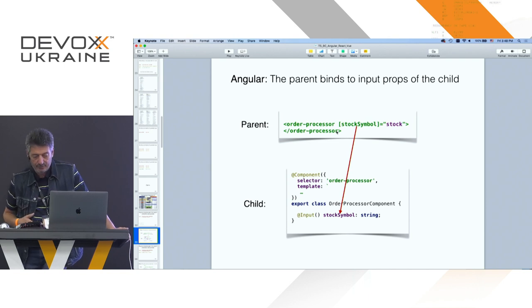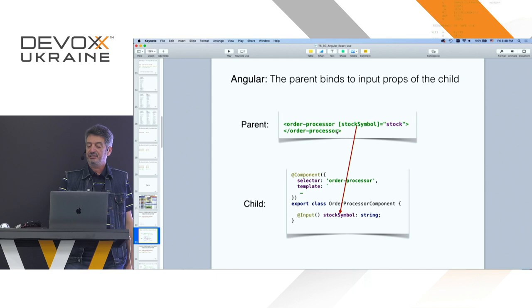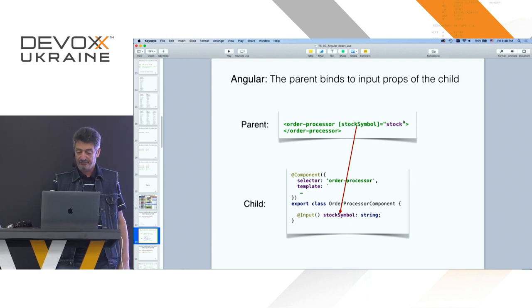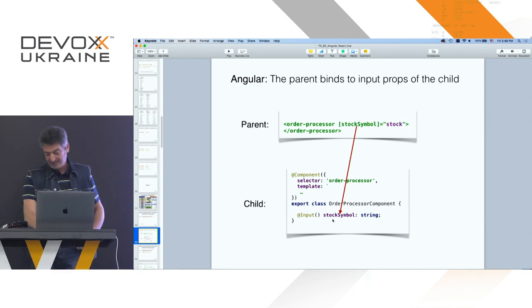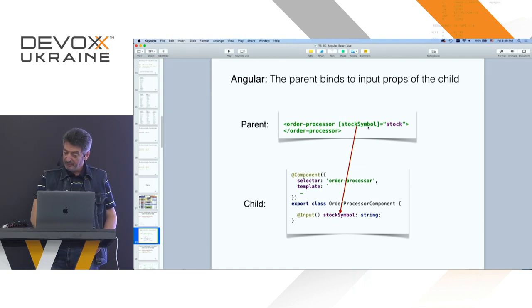So in this slide, you see the example. For example, parent has this tag order processor, which represents a component. It's a child component of some other component. And in there, we say stock symbol equals stock. Stock is a variable somewhere in the class, but we are binding the value to this property. So now let's take a look at the child. Child is a class, and it has a property stock symbol marked with @Input decorator. This is what makes this property an input one, and the parent can pass the data to the child through it.